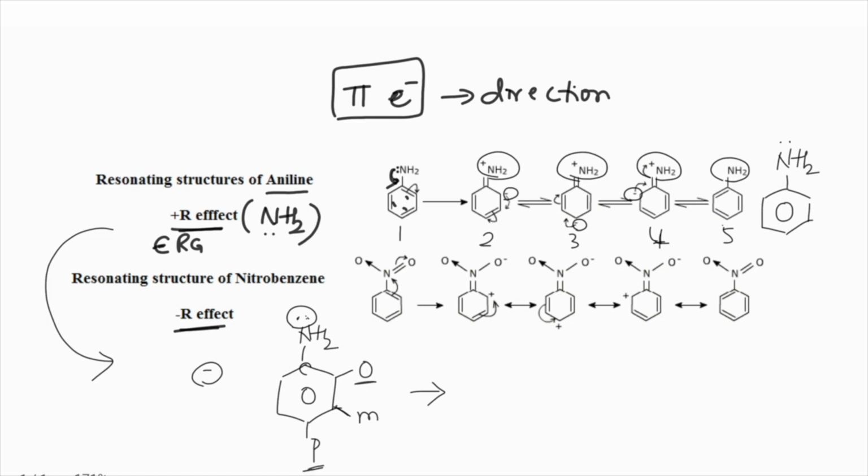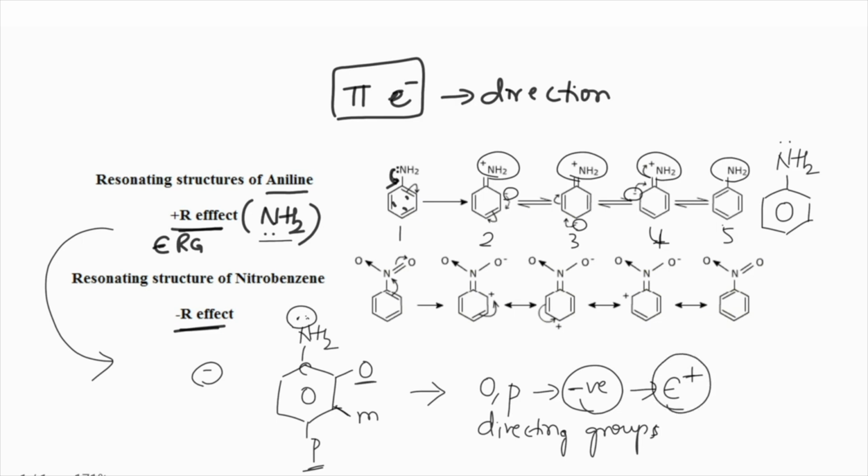If you can see in the second, third and fourth structures, only ortho and para positions are getting the negative charge. This results in the attack of an electrophile only at ortho and para positions. So NH2 or plus R groups are also called OP directing groups or electron releasing groups. Whenever you add any electrophile onto the plus R groups or the aniline molecule, we can expect the electrophile attack only at OP positions and not at the meta position.